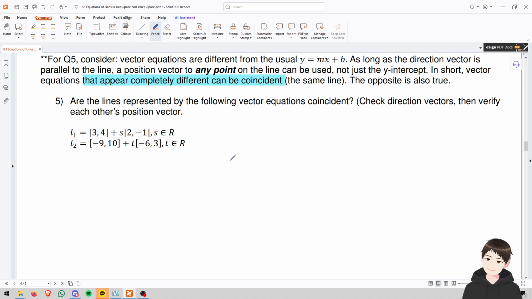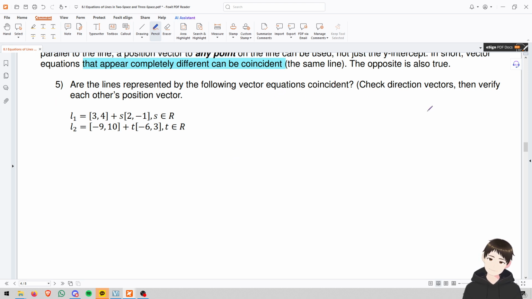Are the lines represented by the following vector equations coincident? Firstly, you may want to check, hey, do they have the same direction vector? Because if they don't, then right off the bat, we've solved the case. If they are, it's very difficult to just check. It's not easy to check the y-intercept, right? Because this is not limited to the y-intercept anymore. So you might have to do a little bit more. So first, let's type it in.